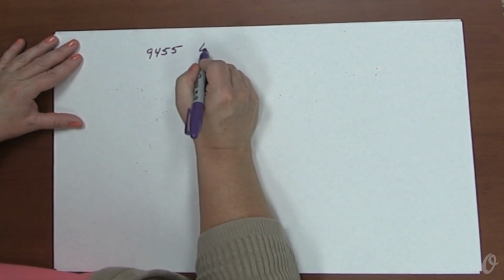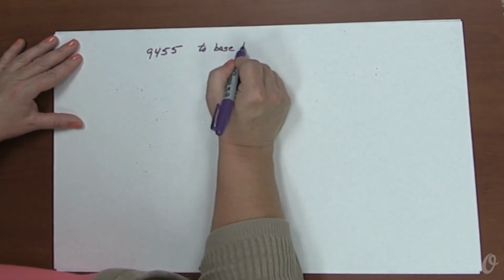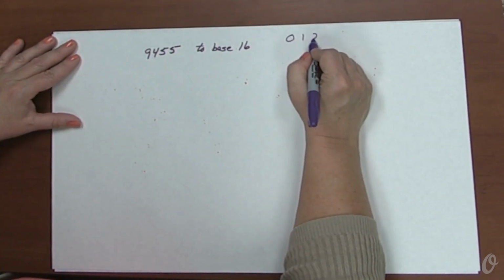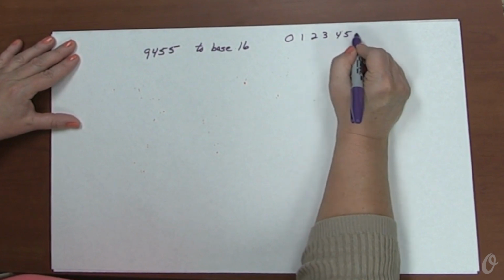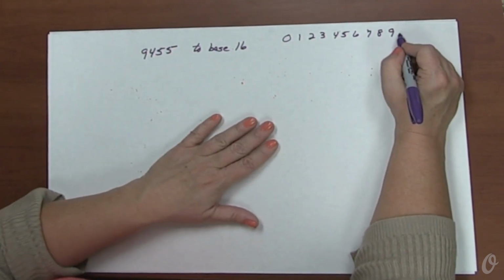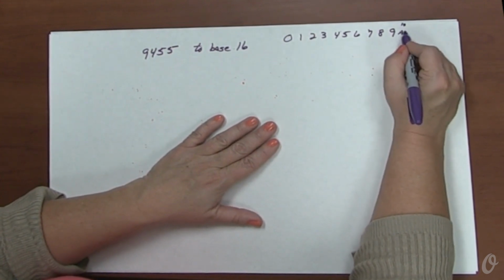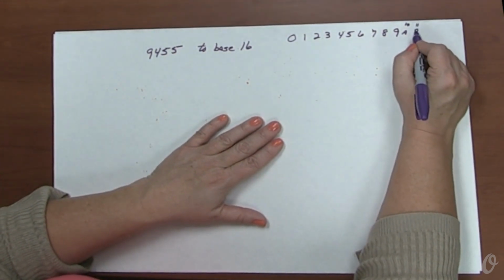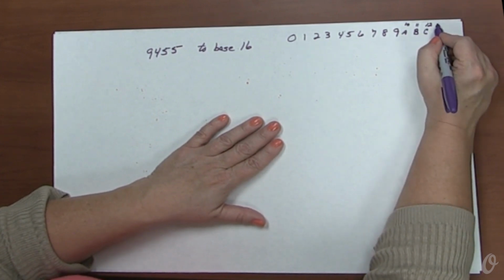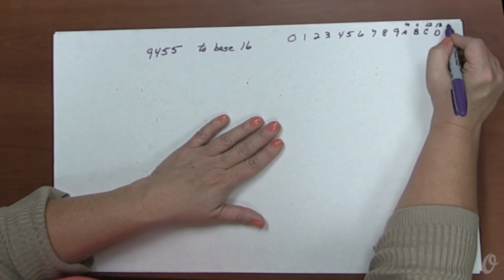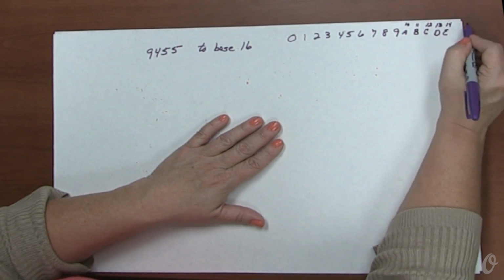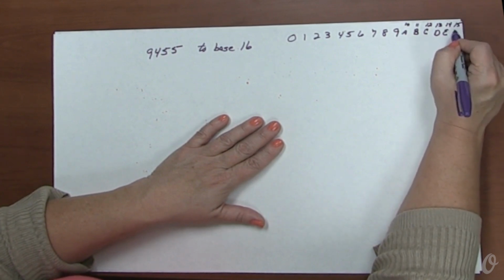Let's convert 9455 to base 16. Now base 16 uses the digits 0, 1, 2, 3, 4, 5, 6, 7, 8, 9. And for 10, I'm going to use A. For 11, I'm going to use B. For 12, I'm going to use C. For 13, I'm going to use D. For 14, I'm going to use E. And for 15, I'm going to use F.